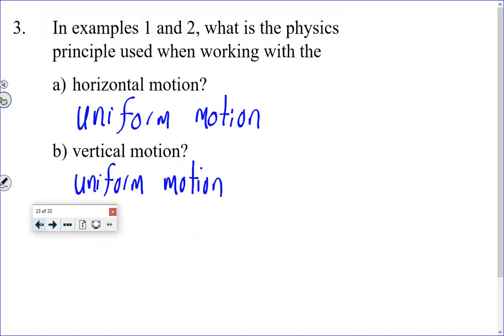All right, the other thing I wanted to mention is where we are going with this, and that's that in the last 2 lessons of this unit, what we are going to be looking at on Thursday of this week and Friday of this week, we're going to be looking at motion where one of these components is uniform motion and one of them is uniform acceleration, which is going to make things more challenging.